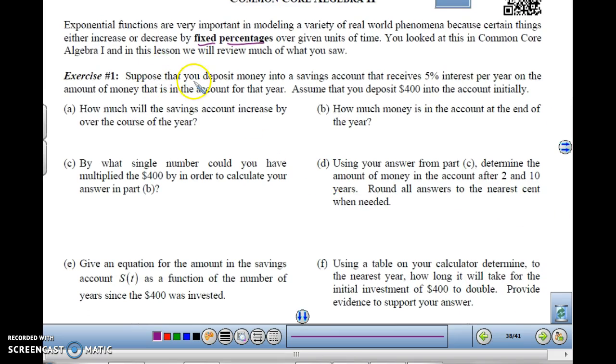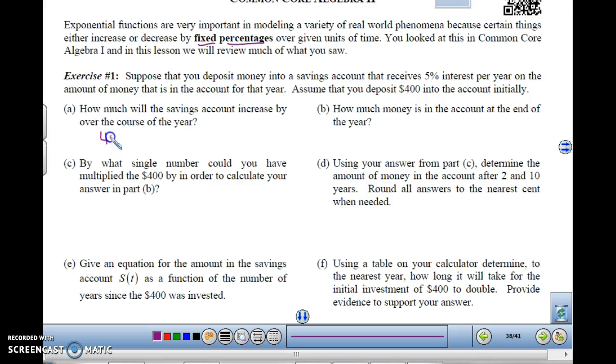Alright, so suppose that you deposit money to a savings account that receives 5% interest per year on the amount of money that is in the account for that year. Assume that you deposit $400 into your account initially. Basically, you're going to put money in the account, and then every year you're going to get 5% interest. Now how much will the savings account increase by over the course of the year?